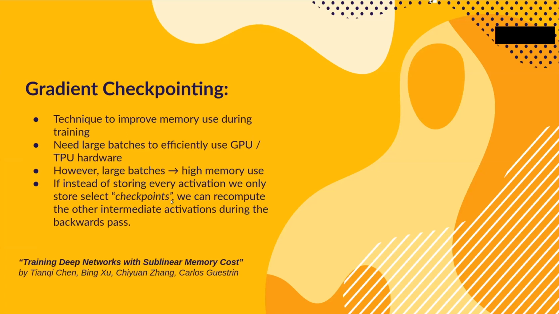And we go from those checkpoints and we recompute a portion of the forward pass, the other intermediate activations, so that we can apply backpropagation. So it's really just a strategy to avoid caching all of our activations to compute our backwards pass. And we really need these large batches in order to efficiently use GPU and TPU hardware that relies on being able to efficiently parallelize things.